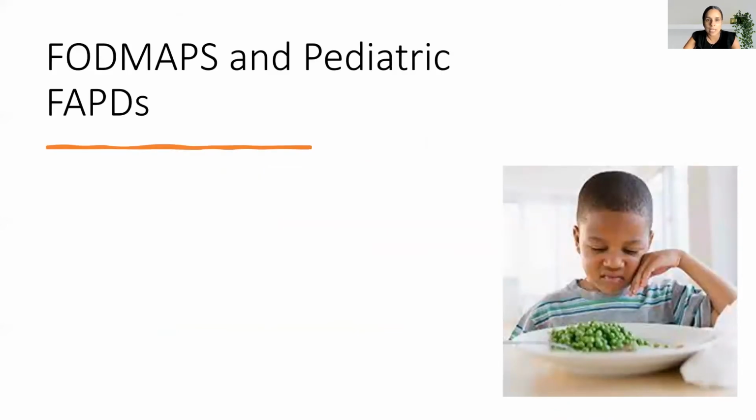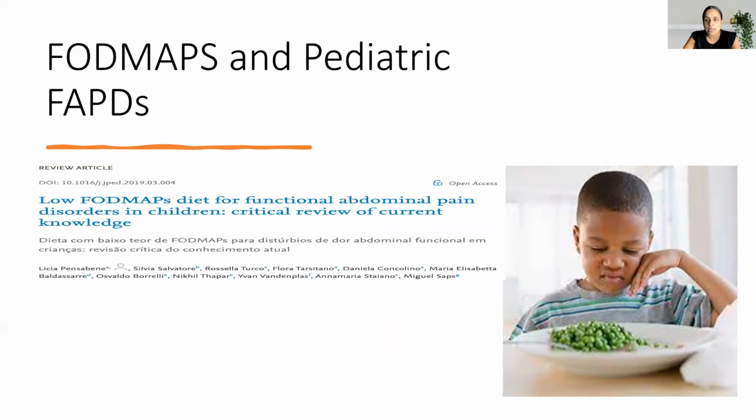Okay, so FODMAPs and pediatric functional abdominal pain disorders. In children, there are few trials evaluating low FODMAP diets in functional abdominal pain disorders. This narrative review, composed by experts in the field, pooled the current knowledge as of 2019 on the role of FODMAPs in the diet in reducing symptoms associated with pediatric FAPDs. As of 2019 in children, there was only one randomized control trial and one open label study that reported positive results of a low FODMAP diet.